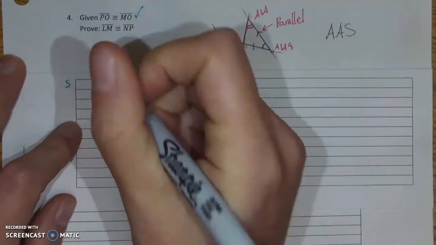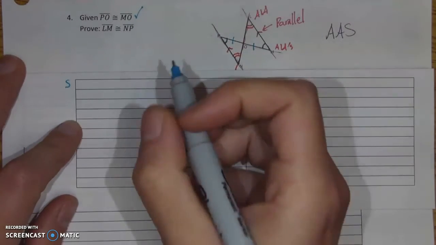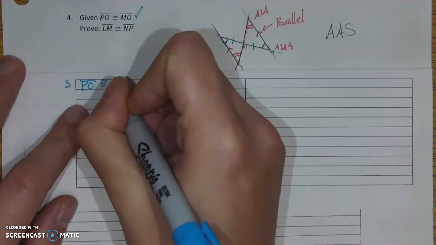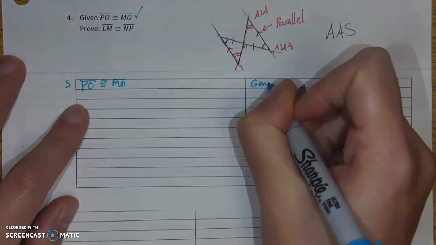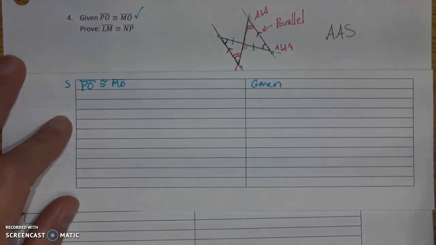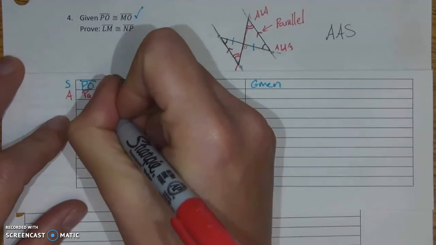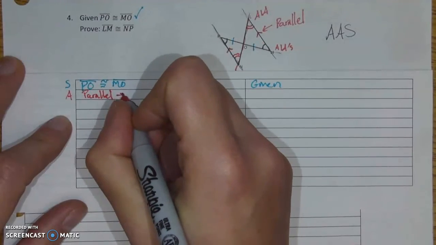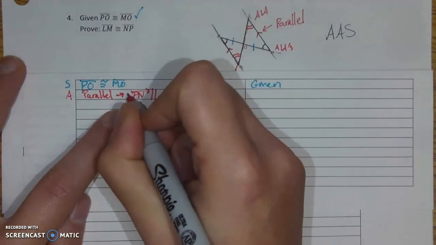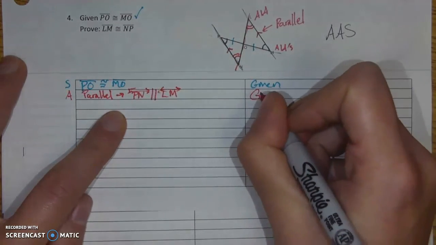And remember, it's okay to change the order of your angles and sides, provided that you use all three of them prior to making your triangle congruency statement. So here, PO is congruent to MO, given. Our next statement is going to be that our lines are parallel. And you can do this as a statement PN is parallel to LM, or you can write it all the way out. And this is given to us by the markings.